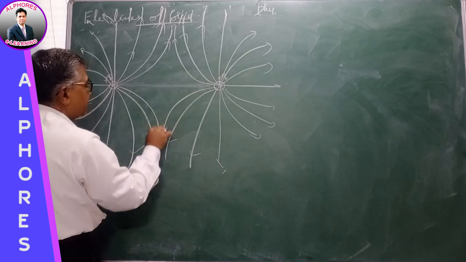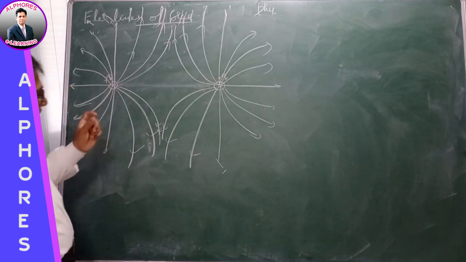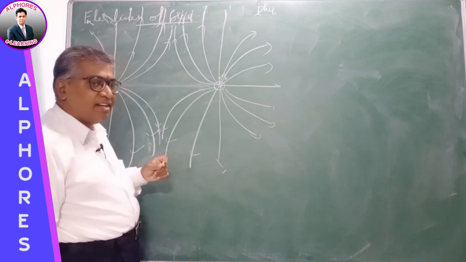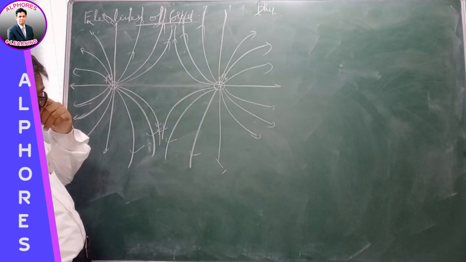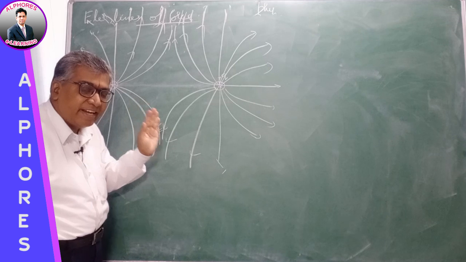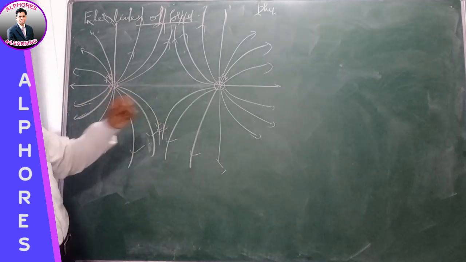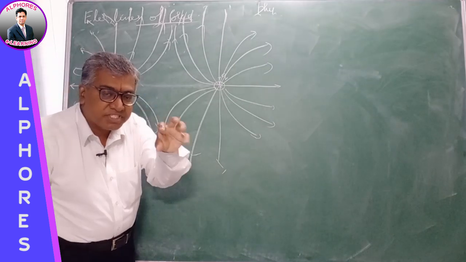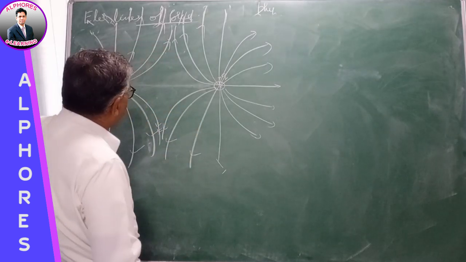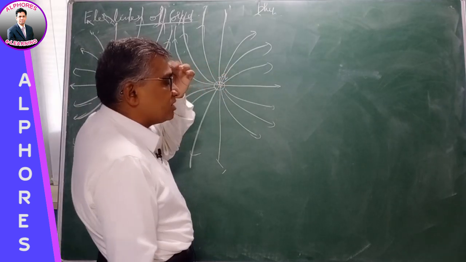So the number of lines of force are the same. This is the pattern of the electric lines of force for two identical like charges, plus q and plus q. Since the magnitude of the charge is the same, the number of lines of force emerging from this is the same as the number of lines of force emerging from this.